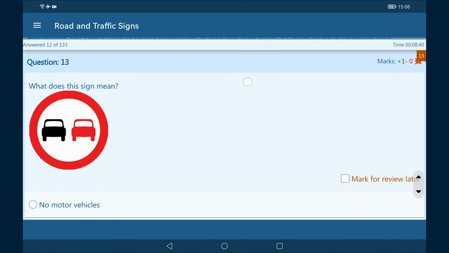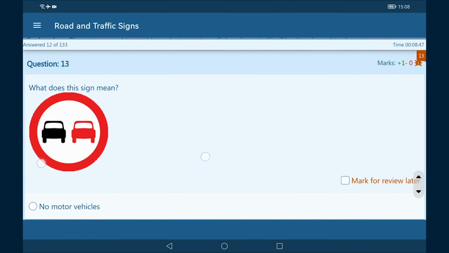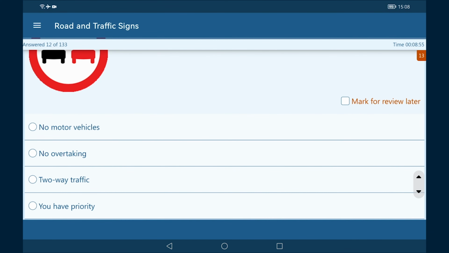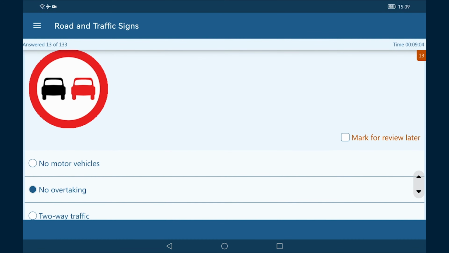Question 13. What does this sign mean? Option 1. No motor vehicles. Option 2. No overtaking. Option 3. Two-way traffic. Option 4. You have priority. The correct answer is Option 2, that is, no overtaking.